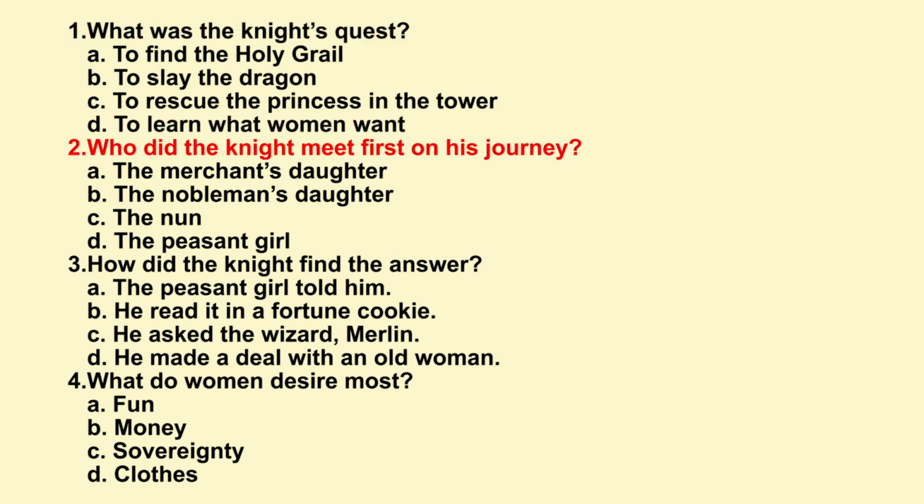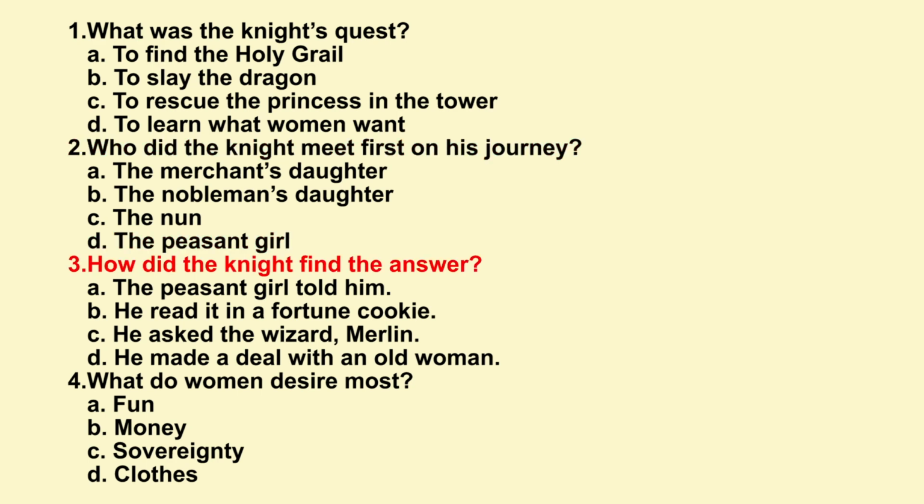Question 2. Who did the knight meet first on his journey? A. The merchant's daughter. B. The nobleman's daughter. C. The nun. D. The peasant girl. The answer is D. The peasant girl.